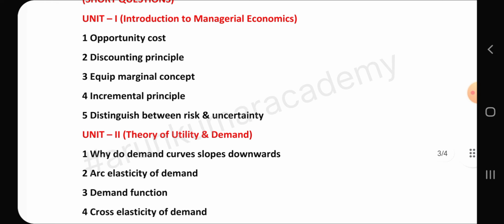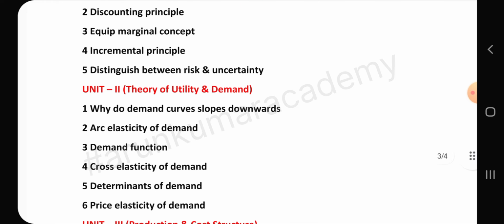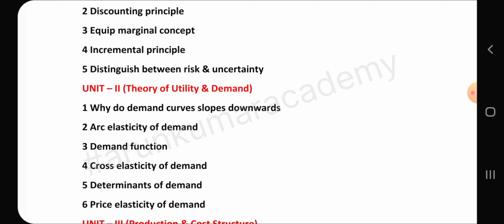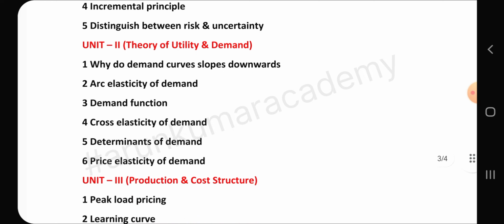Unit 2, theory of utility and demand. Why do demand curves slope downwards? Then arc elasticity of demand, demand function, cross elasticity of demand, determinants of demand, price elasticity of demand.